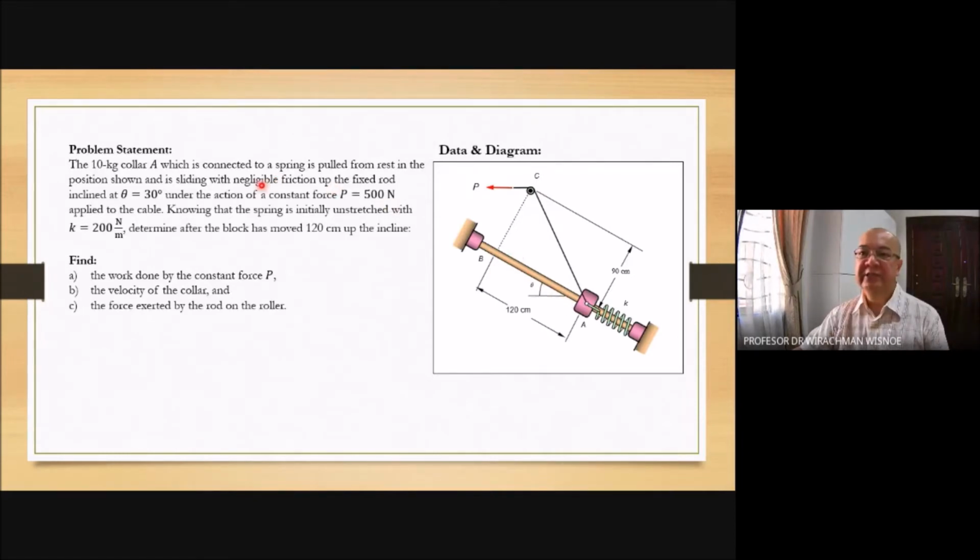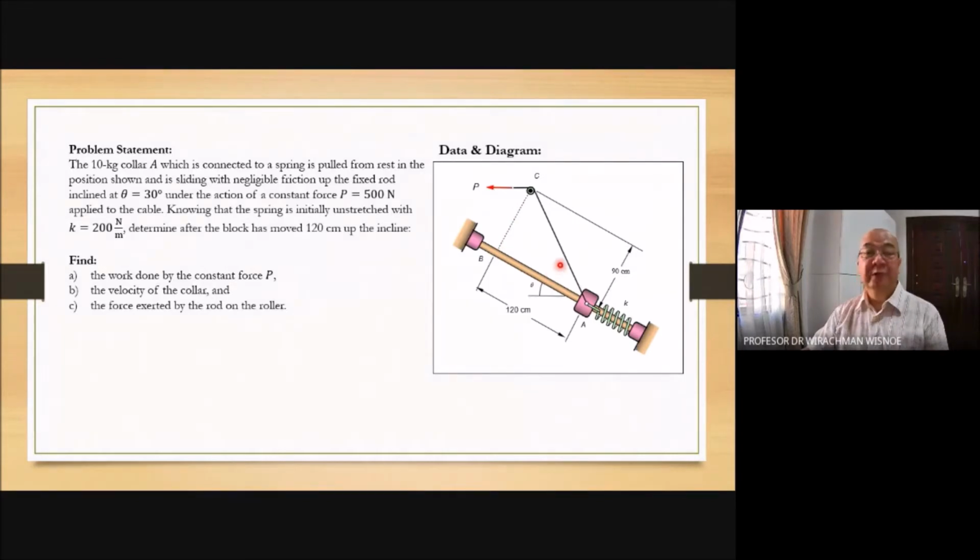The friction is negligible, so no friction. The kinetic energy at position 1 is 0 because it is at rest. Kinetic energy 2, it has moved 120 centimeters. The collar will be at B. At B, the cable no longer forms this angle. The cable becomes 90 degrees. This angle is not constant.